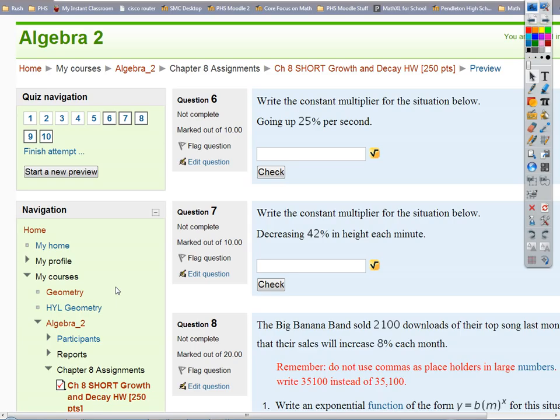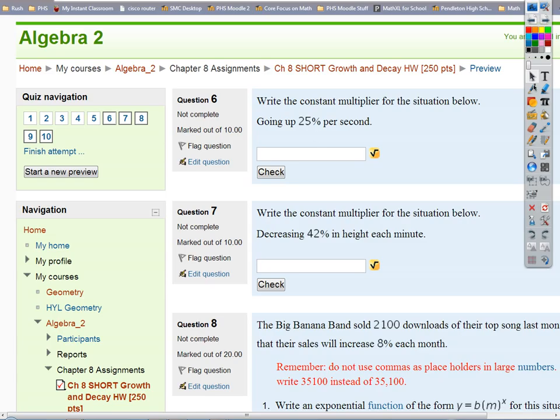Write the constant multiplier for the situation below, going up 25% per second. 25%, or the per seconds makes no difference. All we care about is it's going up by 25%, right? So in this case, what would the constant multiplier be? 1.25, exactly.